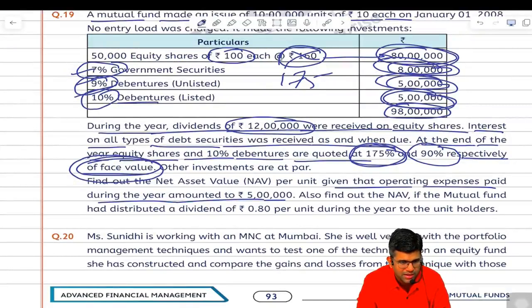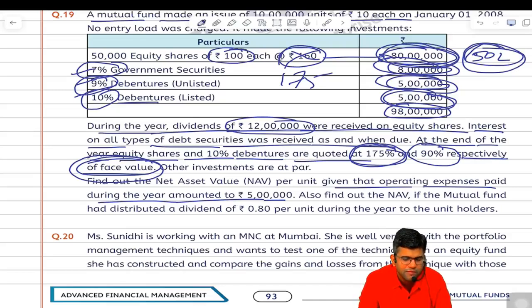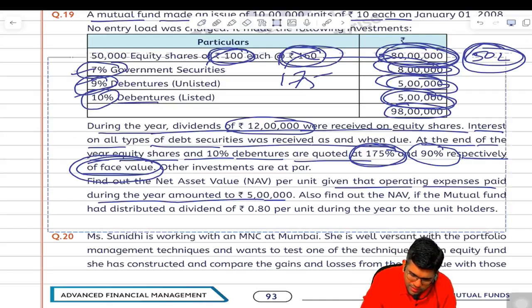I hope you are understanding. 80 lakh is not the face value. I hope you realize 50 lakh is the face value. Everyone listening now, 50 lakh is the face value. Now 50,000 into 100. It is 175% of this number, not 175% of this. It is 175% of 100, not 175% of 160. I hope I am clear. The common mistake that people make. So I hope you understood the error. Okay. Similarly, students, now I'll just remove this marking.